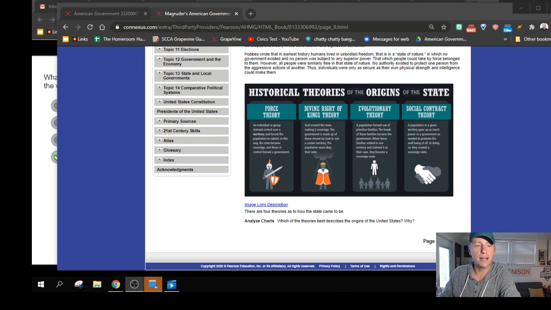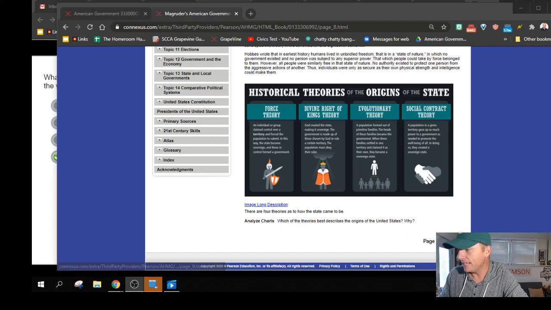Which one do you think we are, guys? I'm going to go between force theory and social contract theory, because we kind of took over the land from a lot of people. But more often, our government, even though we did take the land from a lot of people, we said, hey, y'all, we're going to give the control to a central government to take care of everyone. That's more of a social contract theory. That's the one we mostly claim.